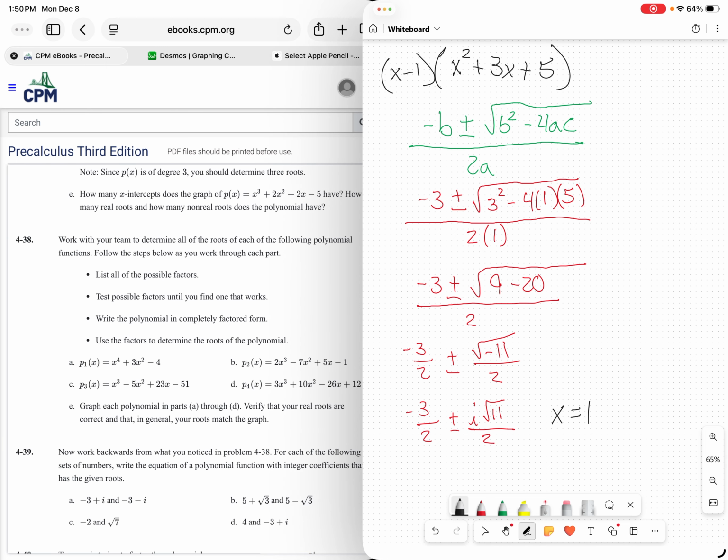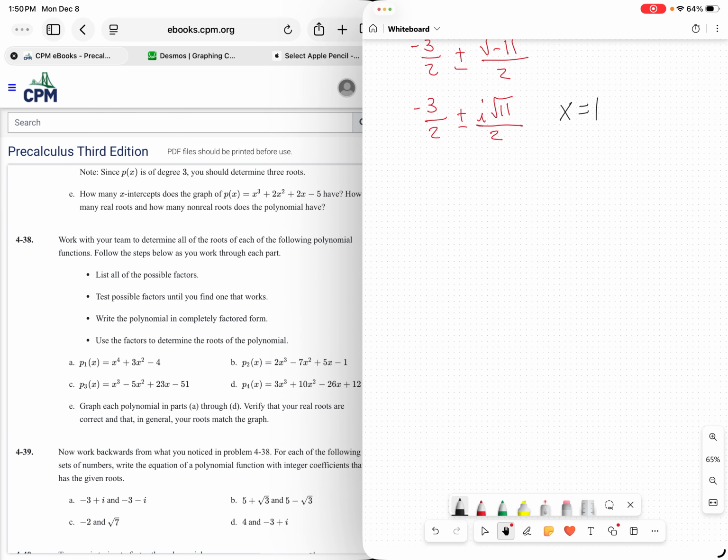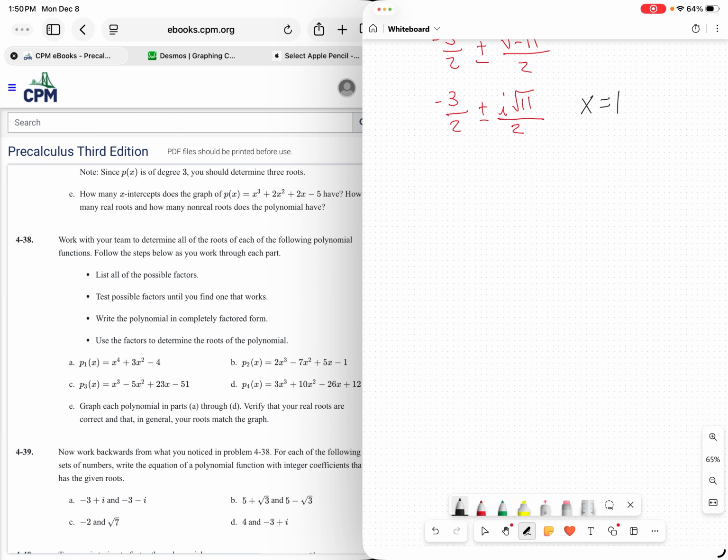Okay, 38 says, now work with your team to determine all the roots of the following polynomial functions. So let's just kind of grind through some of these right here. So let's see here. P1, we have x to the 4th plus 3x squared minus 4. So if you look here, we should notice that this is factorable.